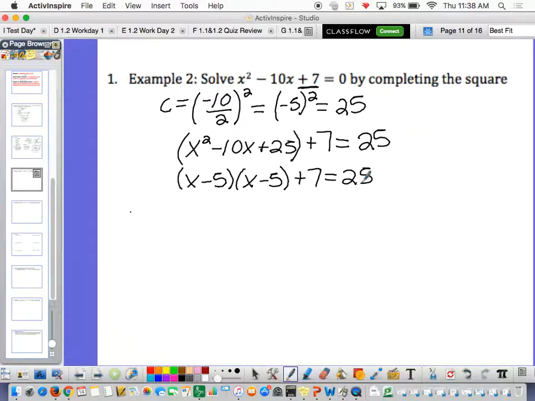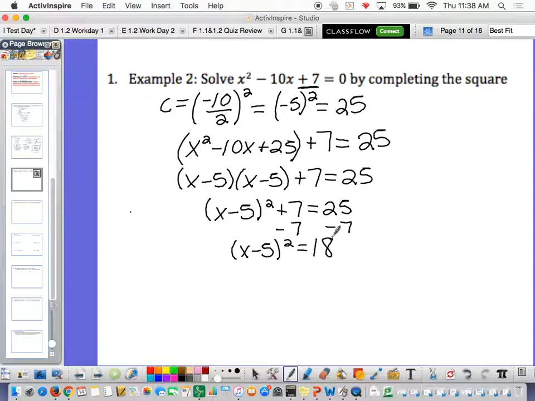Where is this going? Well, the next step that we took in completing the square was writing it as a squared binomial. And maybe now you recognize what is going to happen. The goal is to get x by itself. So we're going to start getting things away from x. We're going to subtract 7, subtract 7. So we're left with x minus 5 squared is equal to 18.